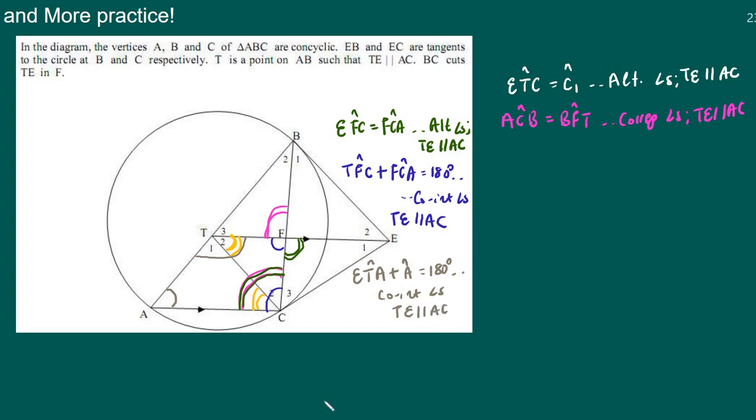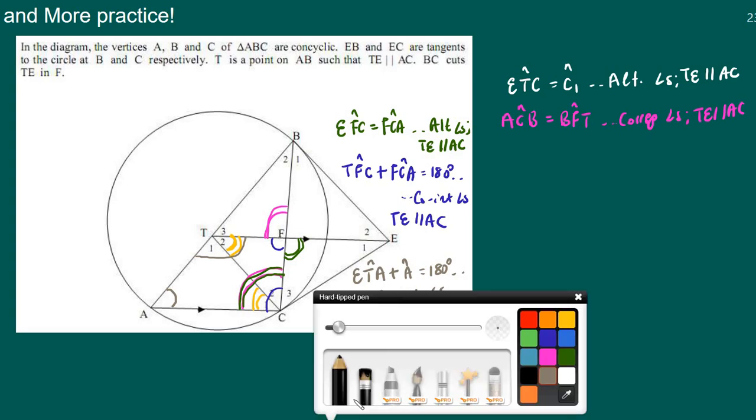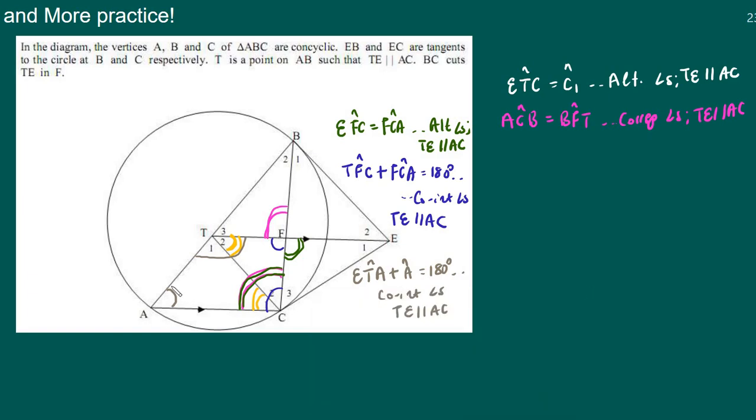Another one, sir. A is equal to angle T3. Why do I feel like you guys took a long time to realize that one? A is equal to angle T3. Good stuff. Those are our corresponding angles, because TE is parallel to AC.